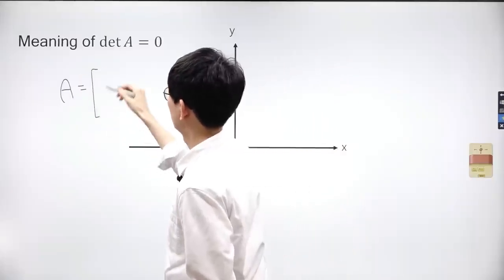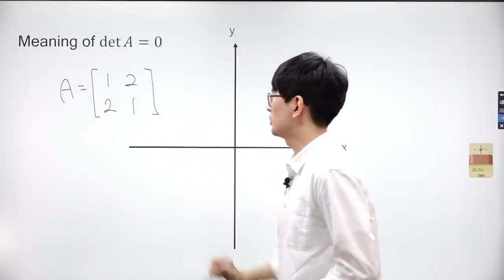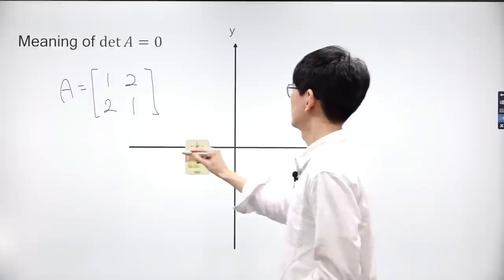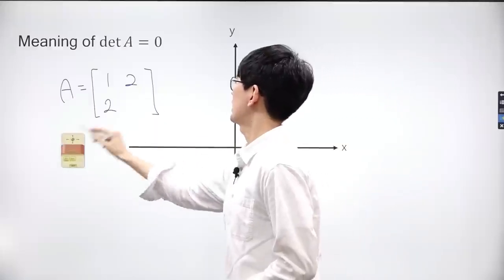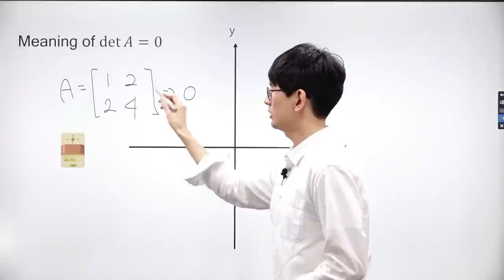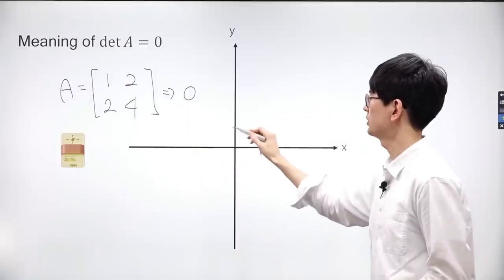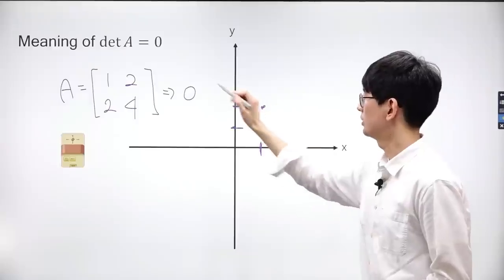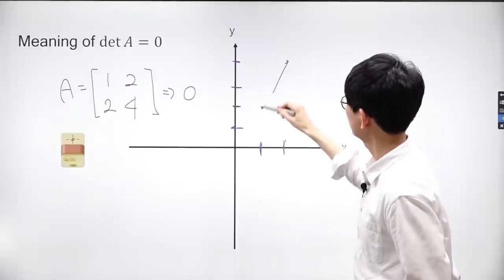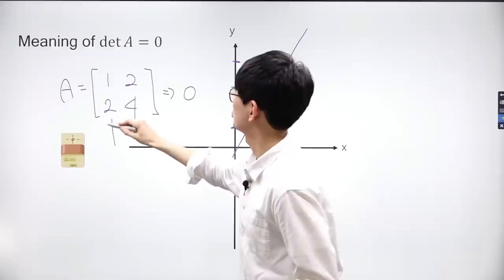Previously, we discussed a matrix A with values 1, 2, 2, and 1. We can set the determinant of matrix A to 0 by changing a value within A. Let's change the bottom right value from 1 to 4. Now the determinant of this matrix becomes 0. Next, let's plot the vectors from matrix A on a two-dimensional plane. Notice that both vectors (1, 2) and (2, 4) lie on the same line.